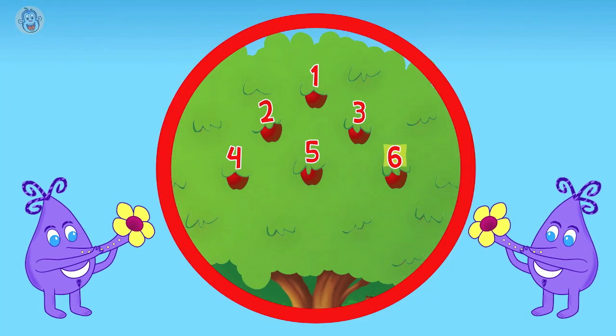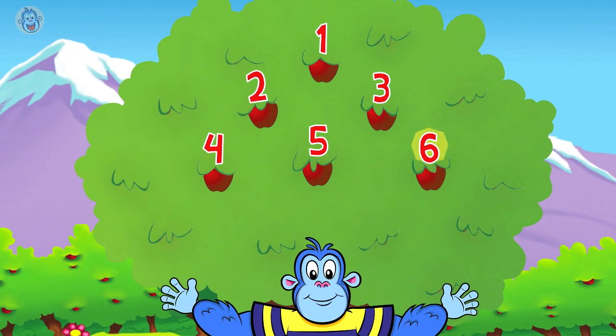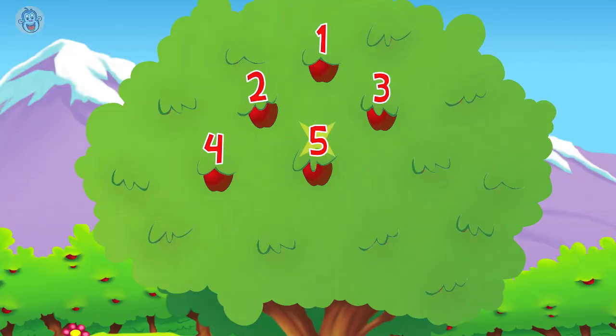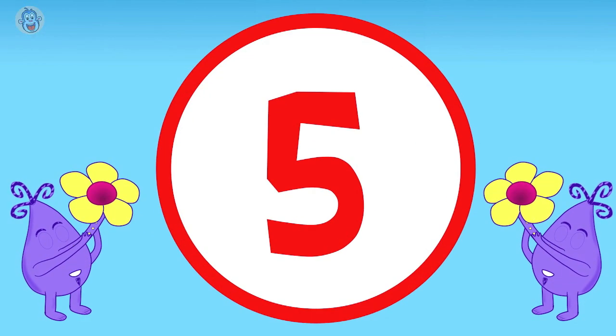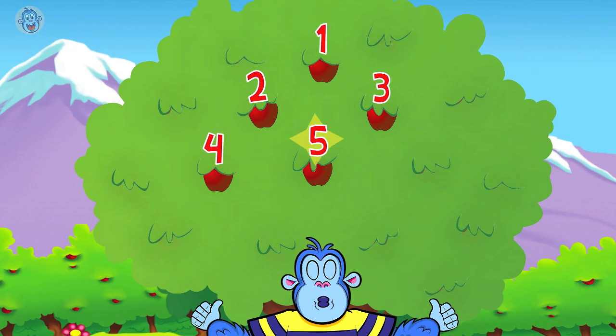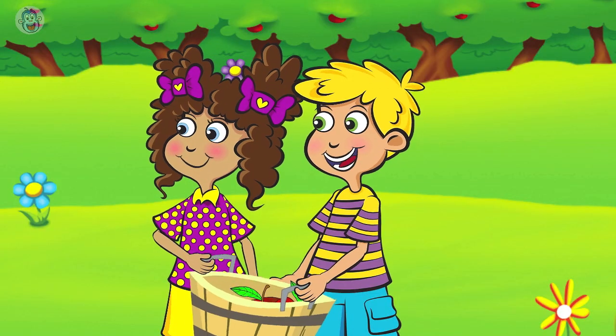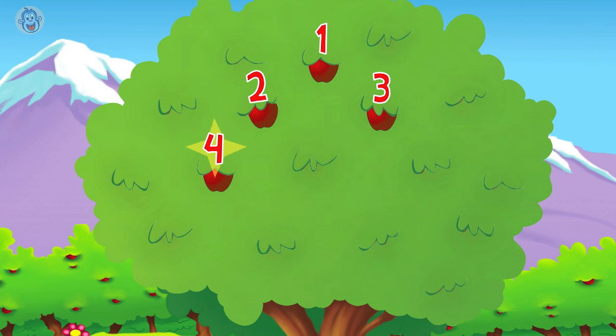6 candy apples hanging on a tree looking mighty tasty to me. If I pick one of them and share it with my friends, 5 candy apples left on the tree. 5 candy apples hanging on a tree looking mighty tasty to me. If I pick one of them, share it with my friends, 4 candy apples left on the tree.